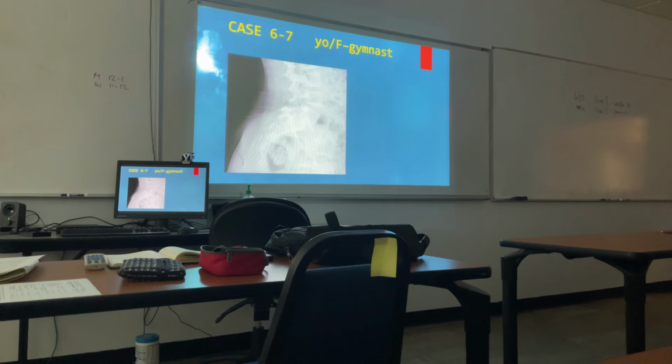In this L5-S1 area, what's the abnormality? Anterior spondylolisthesis. What's the radiographic finding? Anterior spondylolisthesis. Teaching point: you want to make sure you know whether there's a pars defect or not.